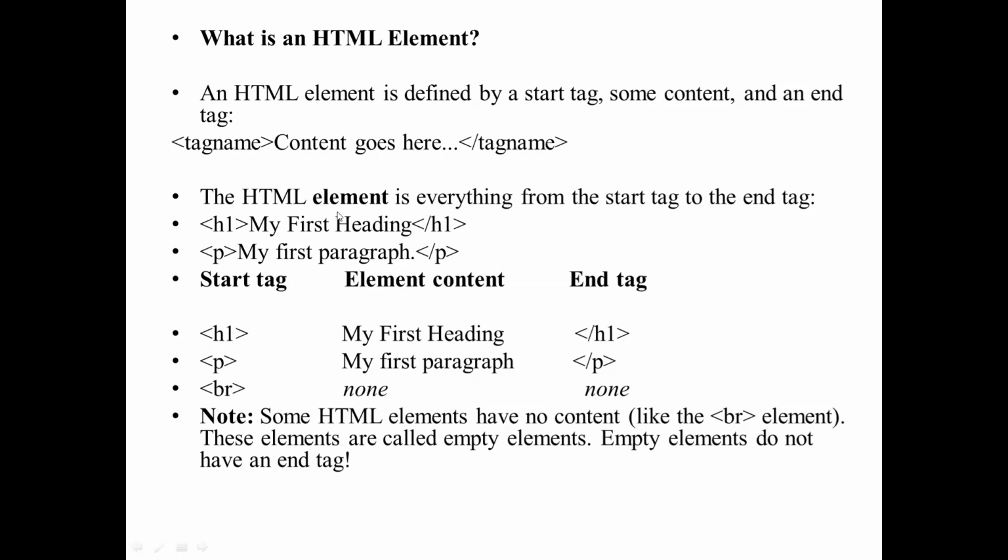See, for example, here we have elements like H1 and paragraph. H1 is the opening tag, and the content I am going to write is my first heading, and I am closing the H1 tag like this. In the same way, I am starting with the paragraph tag like this, then writing the content, and after that I am closing the paragraph element. So these are the starting tags which we have to declare like this, and after the tag is started you have to write the content, and after that you have to close the tag by using this slash.